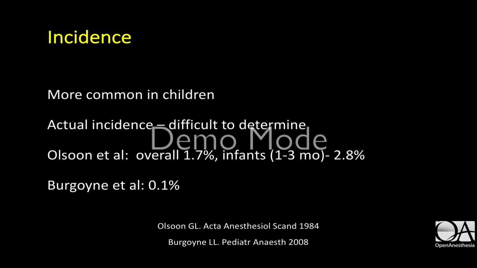Let us now discuss the incidence of laryngospasm. It occurs more commonly in young children than adults. The actual incidence of laryngospasm is difficult to determine as the working definition of laryngospasm used varies. The case mix is also different, and there is often underreporting of incidence. Olson et al. quoted an incidence of about 1.7% with a higher incidence in younger patients.